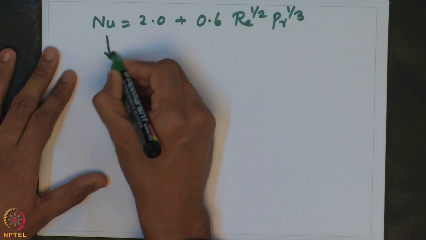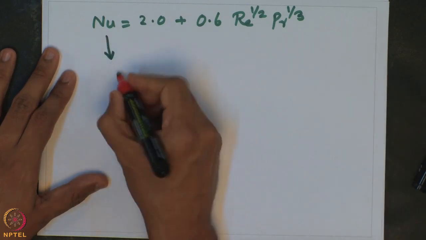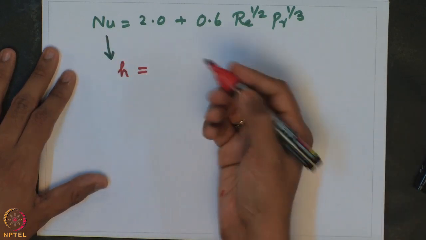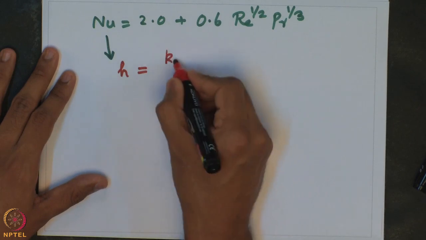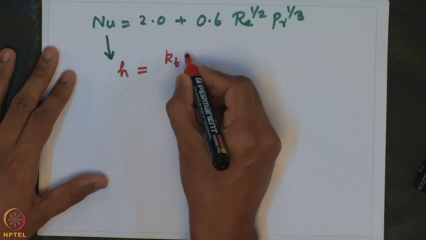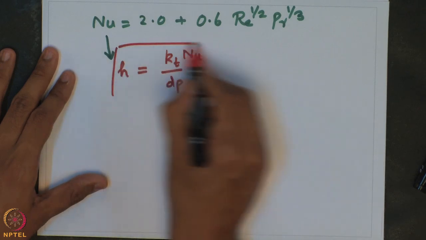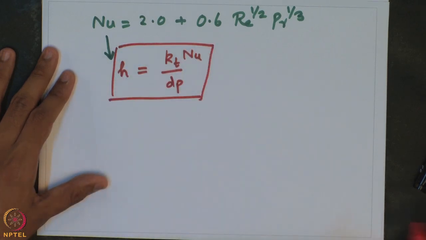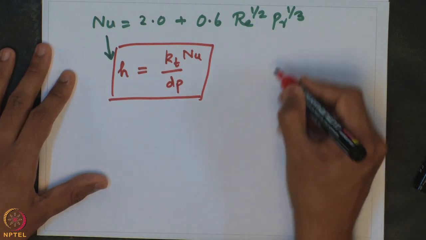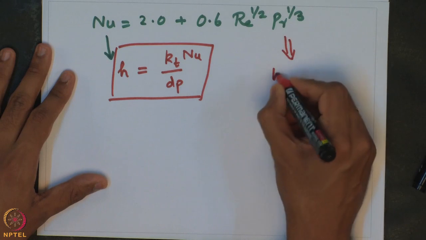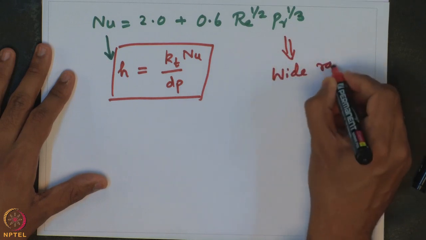Once we know the Nusselt number, h is essentially given by the conductivity of the fluid multiplied by the Nusselt number divided by the particle diameter. So once we know the Nusselt number, we can find out the heat transport coefficient. Now this correlation is valid for a wide range of Reynolds number.